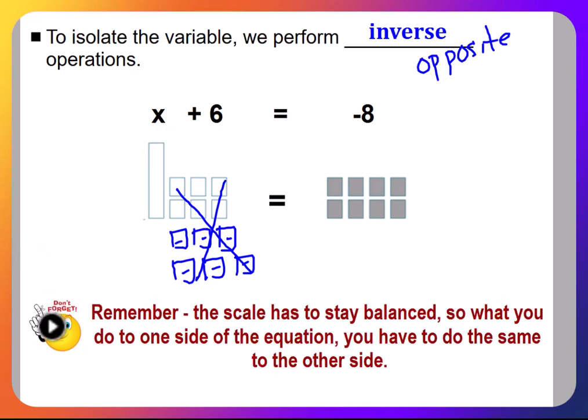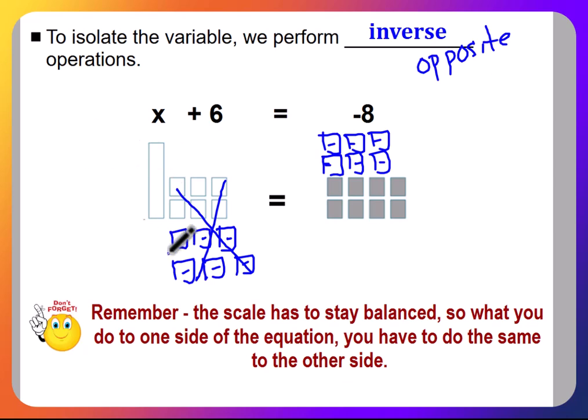But don't forget, the scale has to stay balanced. So what you do to one side of the equation, you have to do the same thing to the other side. So if we added 6 negative unit tiles on the left side, then we have to add 6 negative unit tiles on the right side. Now we're in balance. And now we can solve.